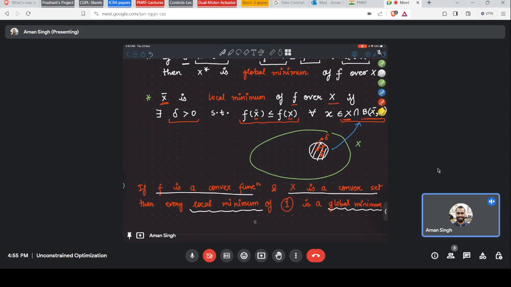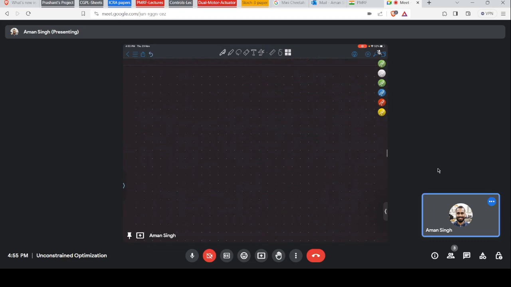And we discussed earlier, a global minimum is difficult to find, but we have methods to find local minimums. So if a function is good, sometimes it's called a good function, like if it is a convex function and the set over which we want to optimize x is also convex, then a local minimum is enough to find the global minimum. So this property makes us interested in convex functions and convex sets. That's why we are studying convex functions.